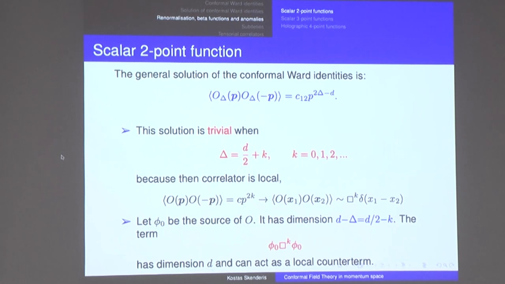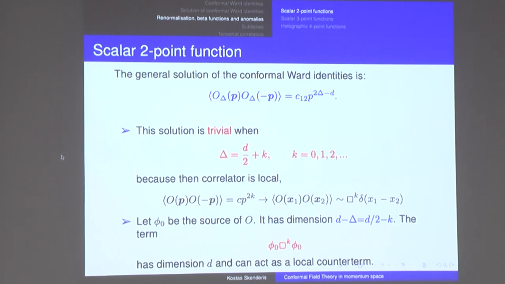So this means that this object here can act as a counterterm. You can add it to the theory. And if I add this as a counterterm, I can adjust its value so that this constant here is removed. So this correlator is not just a contact term, it's zero. And if the theory is unitary, then this object here is just a norm of the state. And then this means that this operator would decouple from the spectrum.